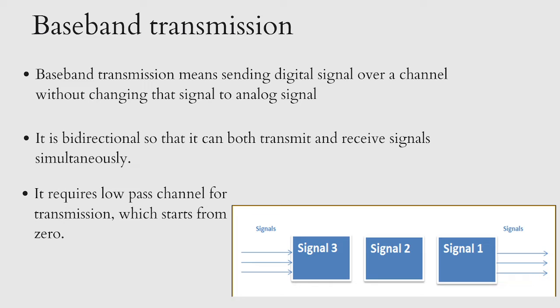During baseband transmission, only one signal is transmitted from the transmitter side, and that same signal we are receiving at the receiver side. So baseband transmission is bidirectional, because whatever signal we transmit, that signal only we receive at the receiver. So if we want to get back that signal from the receiver side, we can easily get it.